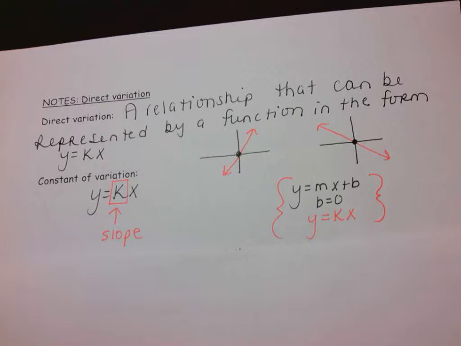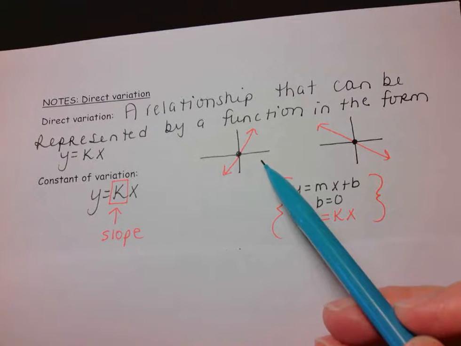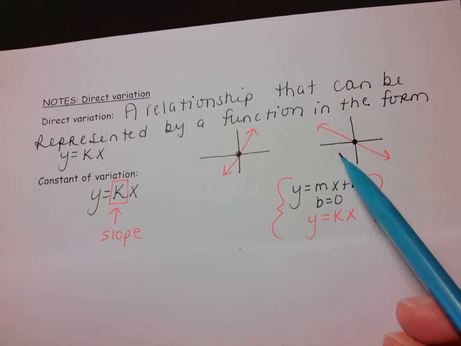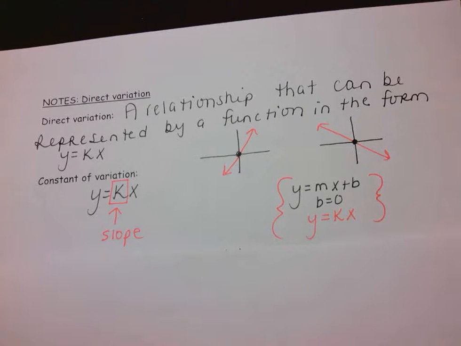A direct variation is a relationship that can be represented by a function in the form y equals kx. So this is an example of a direct variation with a positive slope, and this is a direct variation with a negative slope. But what do they both have in common? They are both straight lines that go through the origin. So a direct variation is a straight line that goes through the origin. In other words, a direct variation is a straight line that has a y-intercept of 0.